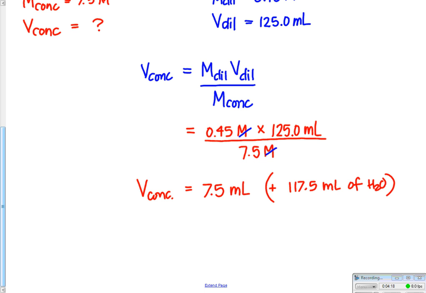Now, you don't have to get this portion of the answer correct. I just want to make sure you understand. The answer that we're looking for is 7.5 milliliters of the concentrated stuff. But I'm going to add to it some water to get to that total volume of the dilute, which was 125. So hopefully you understand how dilution works, and we can practice more with that tomorrow in class.